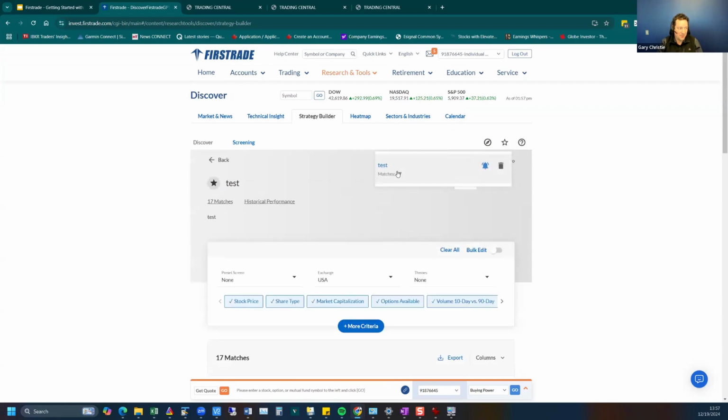On the star, it will come up here. And you can have as many as you want. All your different strategies will appear here, which is quite unique and interesting. So that's the screener and how to build your own strategy.